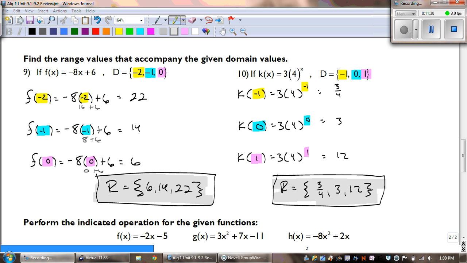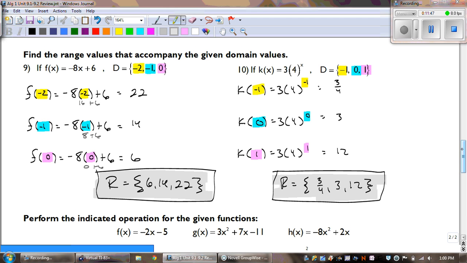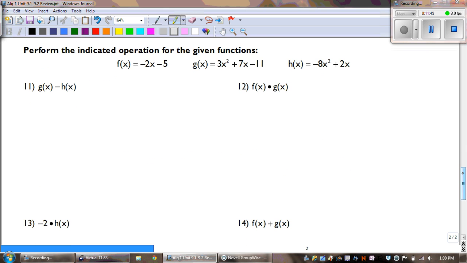Okay, so you should have gotten that the range was 3/4, 3, and 12. So just remember, when you're plugging that one into your calculator, you have 3 times 4 raised to whichever power that you were doing, and that was the middle one. Okay? All right. Last part says to perform the indicated operation for the given functions.